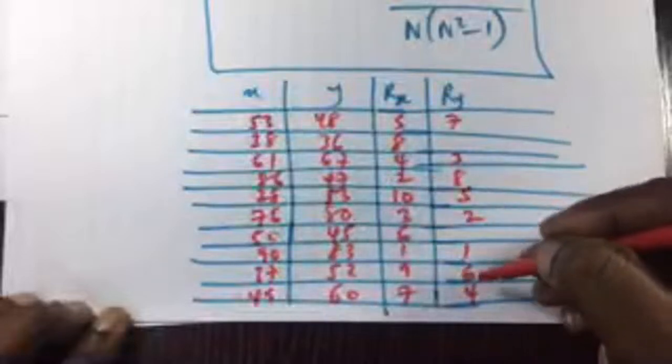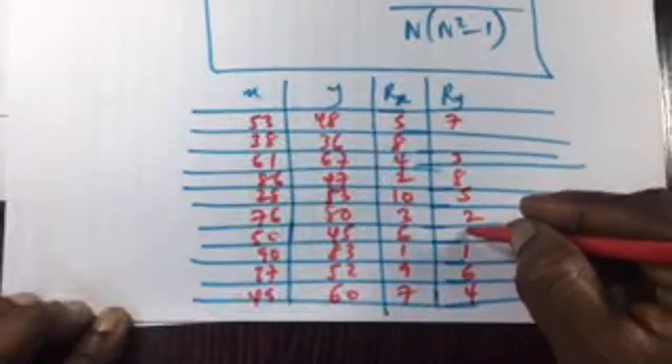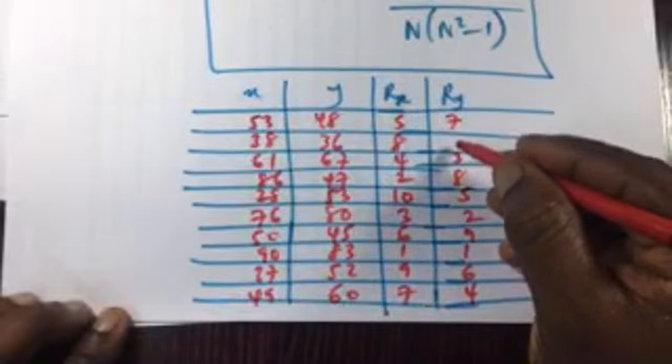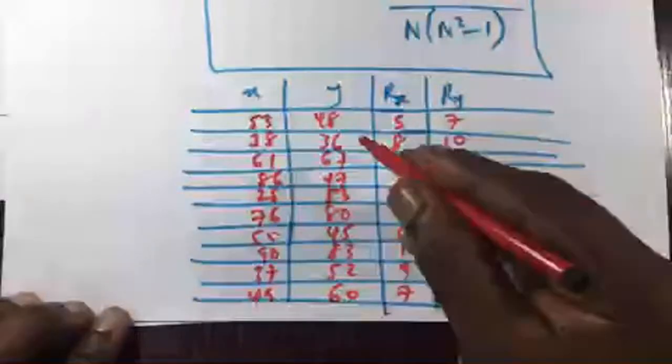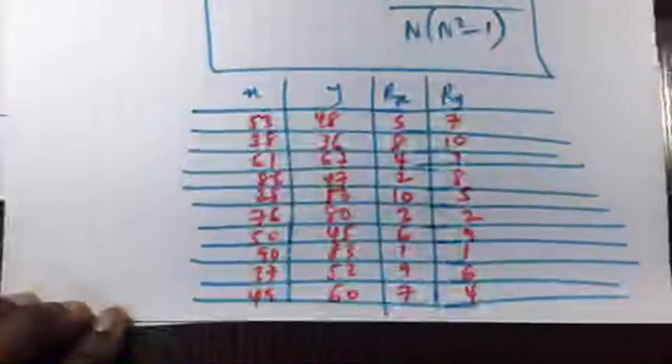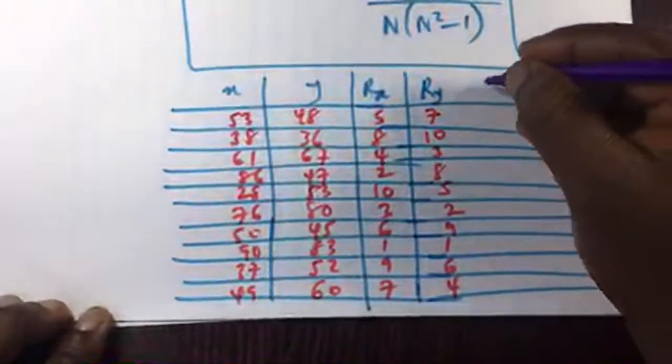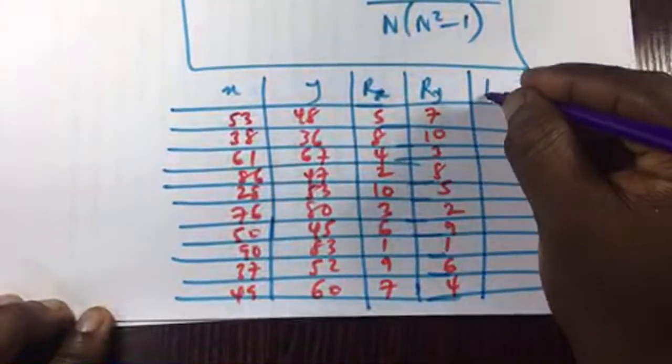Next to 48 is 47. We are going to give this 8. Next to this 47 is 45, so we are going to give 45 9. And next to 45 is the last one. We are going to give this 10. So 36 is the smallest value. We'll give it 10. Now, once you are done doing this, you will come over and then obtain your D.